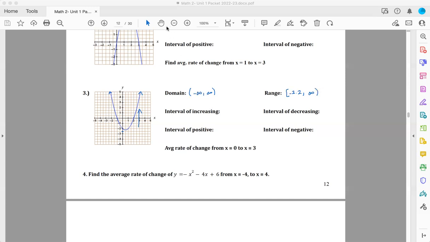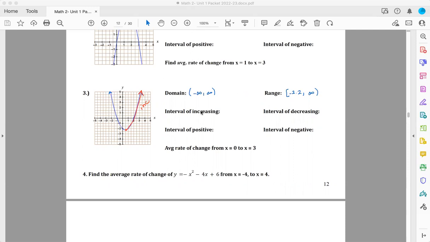Interval of increasing. Where is the graph going upward? The graph starts going upward, if you think about it, from this point and to the right. From the vertex and to the right, you see that the graph is increasing. And you can see that the graph is decreasing on the other end. But let's do one at a time.